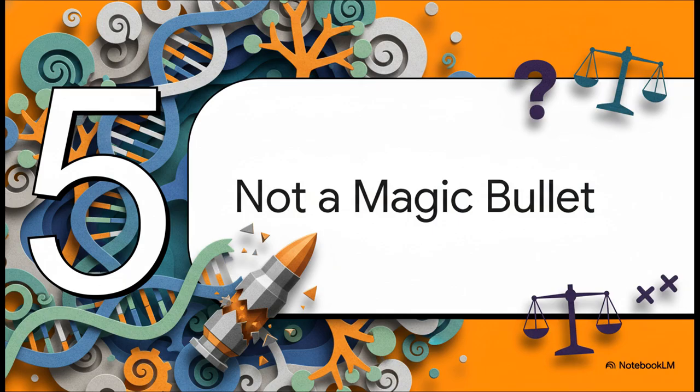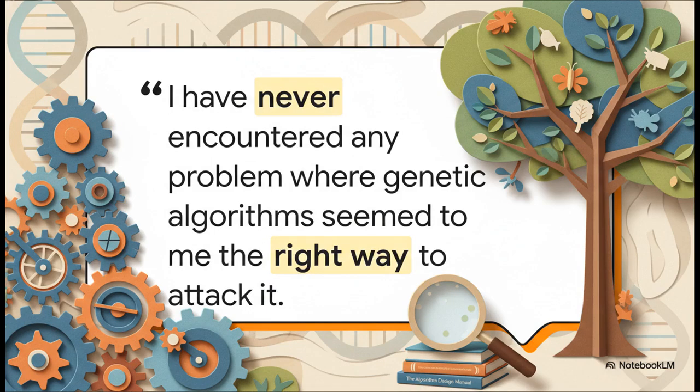But for all of their power and weird creativity, it is really important to understand that genetic algorithms are not a magic bullet. They are a tool, and like any tool, they come with some pretty big trade-offs and limitations. And you don't just have to take my word for it. Check out this quote from Steven Skiena's really famous book, The Algorithm Design Manual. It's pretty blunt. He basically says that for any specific problem, there's almost always a better, more specialized algorithm you could use instead. It's a powerful reminder that GAs are often a generalist tool in a world full of specialists.